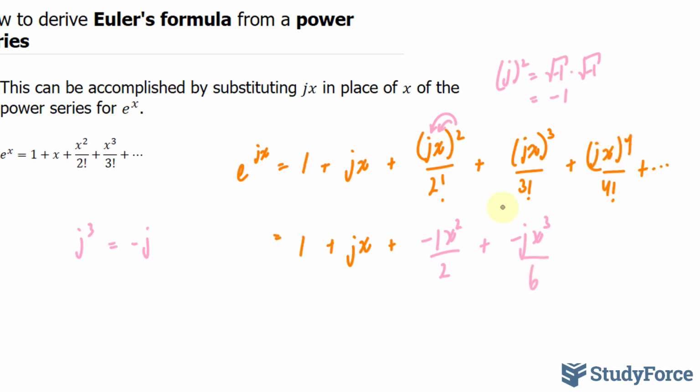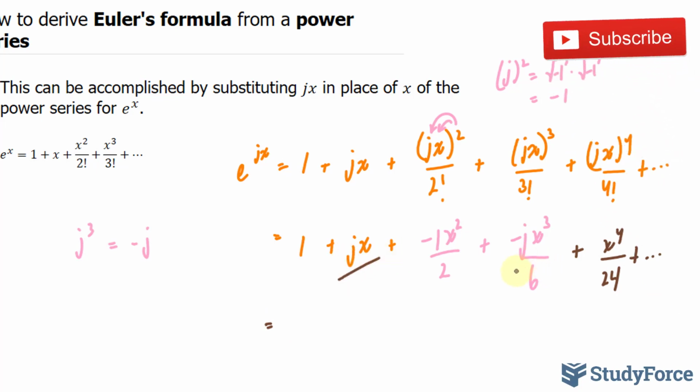This one over here will do the same thing. If you have the imaginary unit j raised to the power of 4, or any multiple of 4, it's equal to 1. So we can simply write down plus x to the power of 4 over 4 factorial. 4 times 3 is 12 times 2 is 24. Plus everything else.